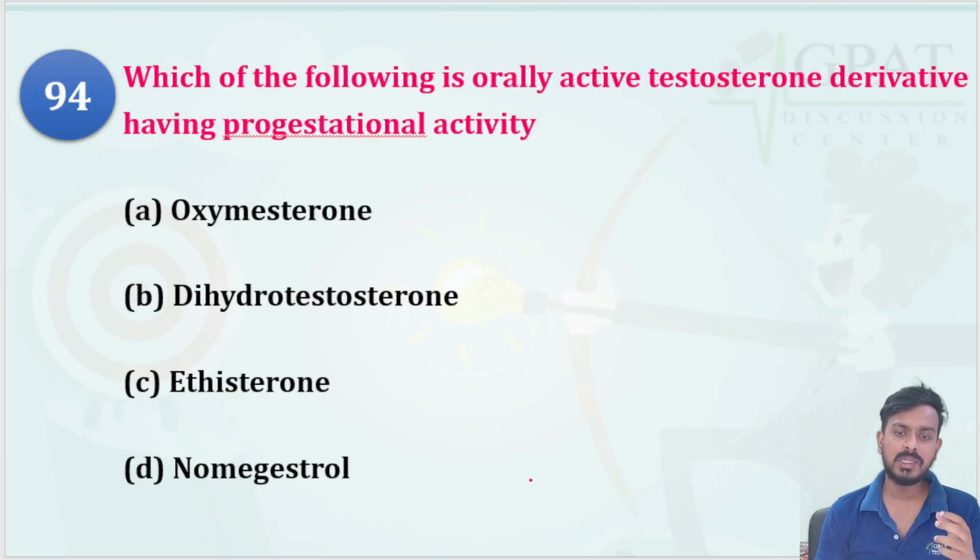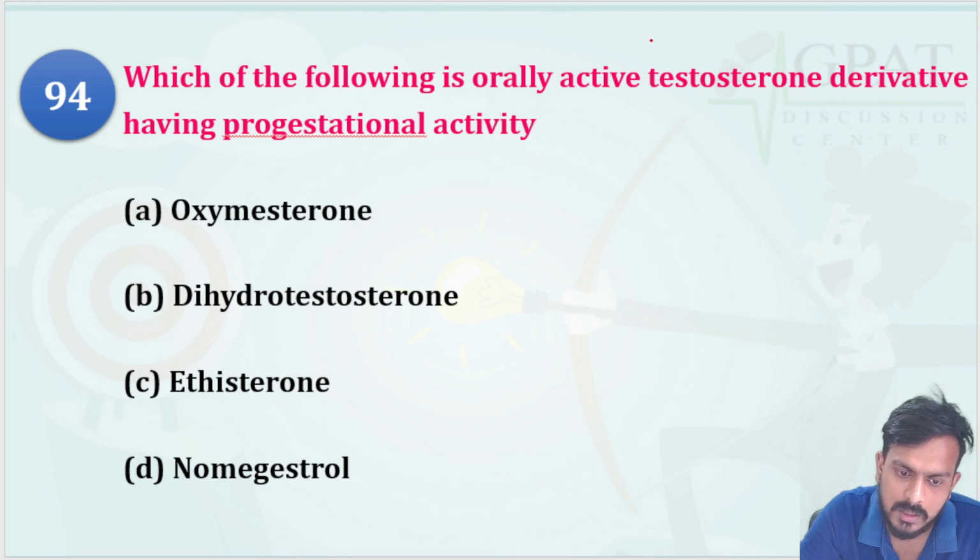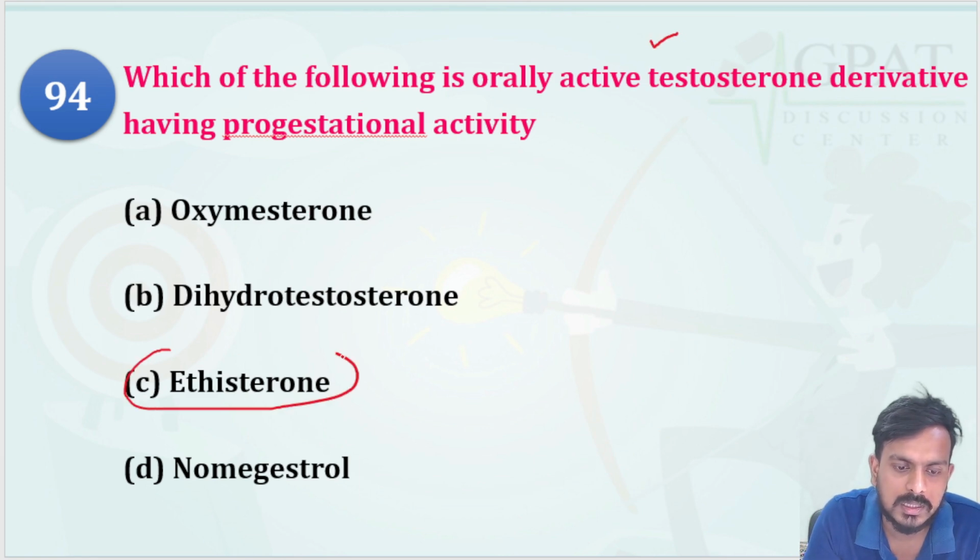Which among the following is an orally active testosterone derivative having progesterone activity? The question is about an orally active testosterone derivative that should have progesterone activity. Your options are oxymetholone, dihydrotestosterone, ethylestrenol, and norgestrel. It should be orally active and have progesterone activity. The correct answer is ethisterone.